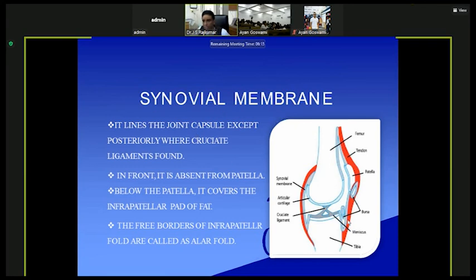It lines the joint capsule except posteriorly where the cruciate ligaments are found. In front, remember that the synovium is absent from the patella. The free borders of the infrapatellar folds are called the alar folds. You can see the articular cartilage. It's all articular cartilage. This is articular cartilage.